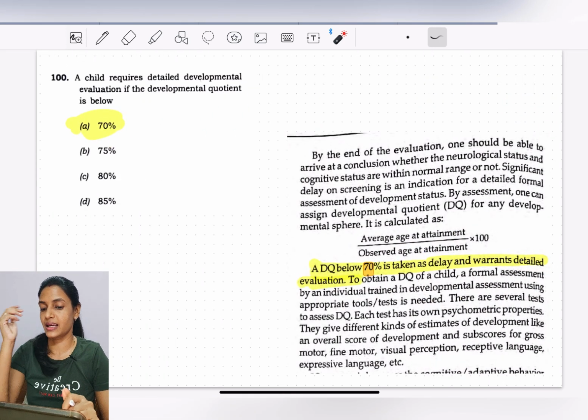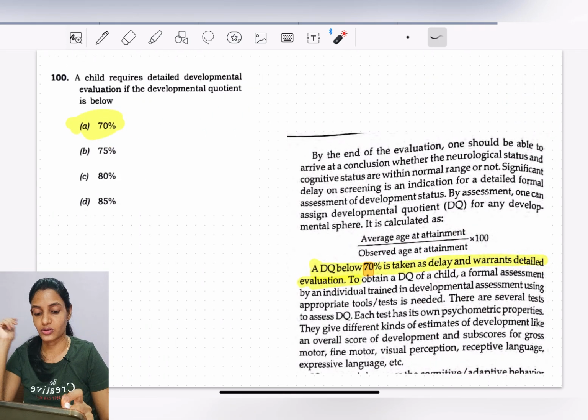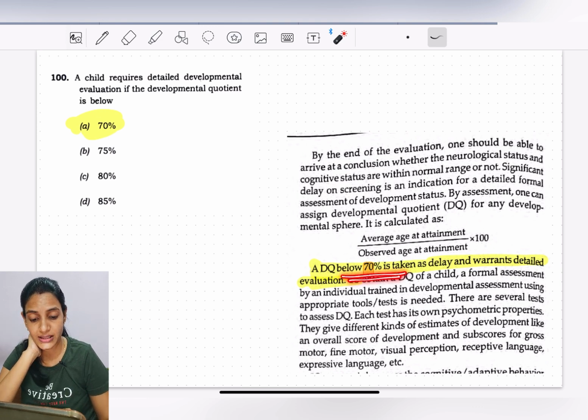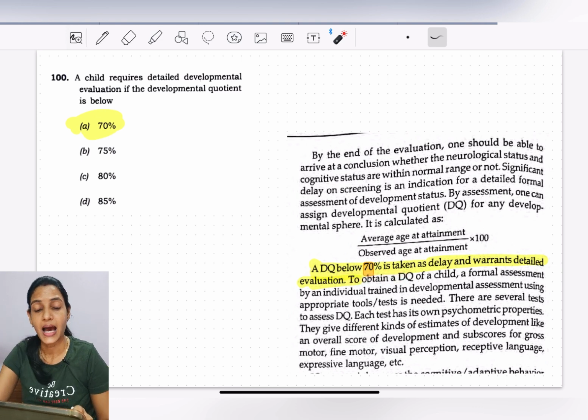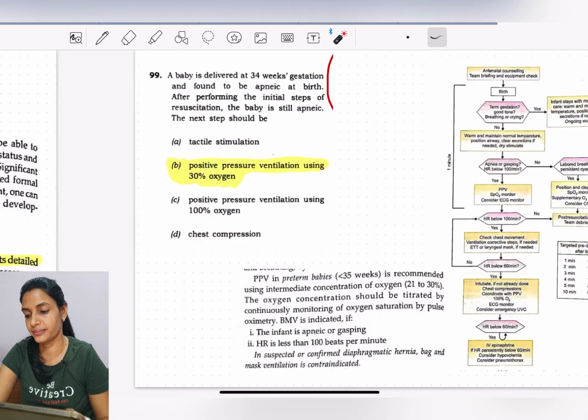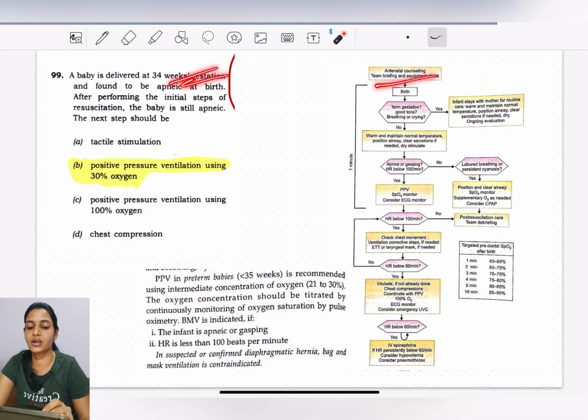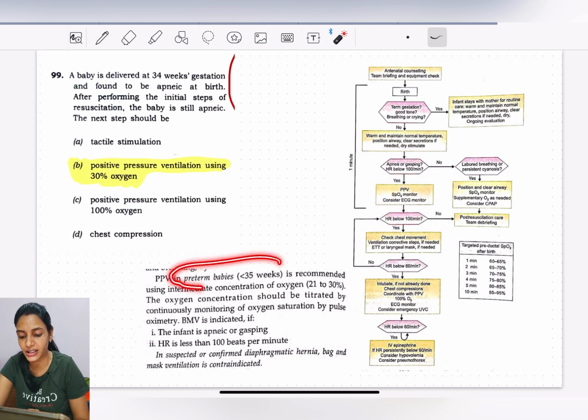Next question, they are asking about the developmental question. So developmental quotient below 70% is taken as delay, and what is the detailed evaluation? So at 34 weeks of gestation, they are talking about resuscitation and the child is apneic. So we prefer the positive pressure ventilation, and positive pressure ventilation if the child is preterm, that is less than 35 weeks, and in this case we have 34 weeks.